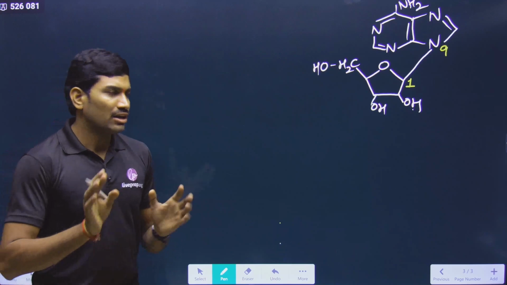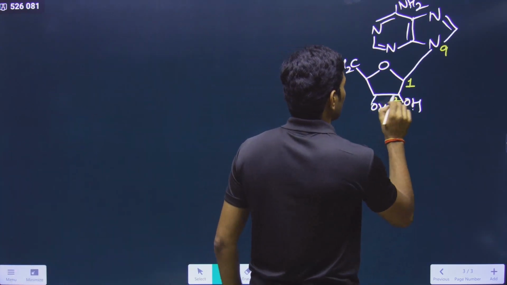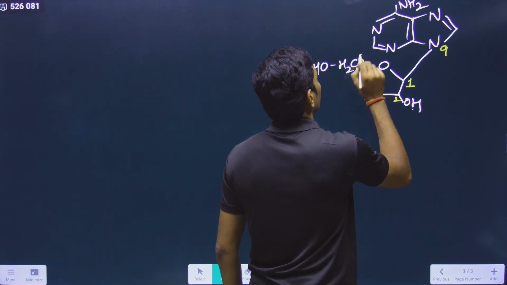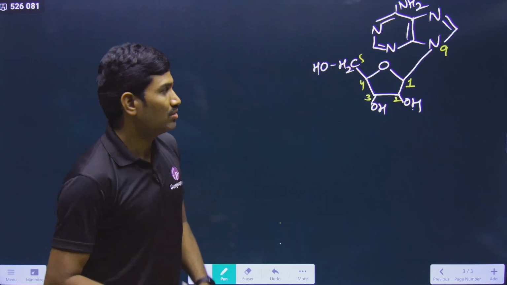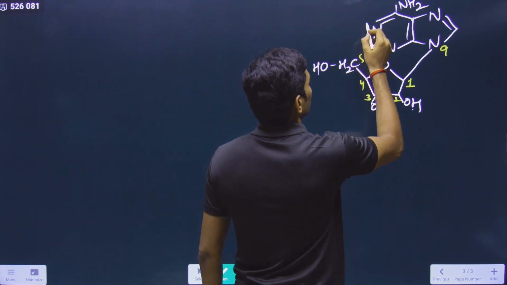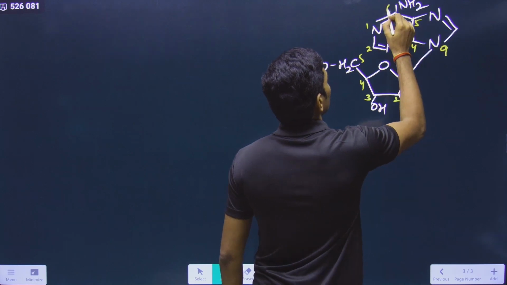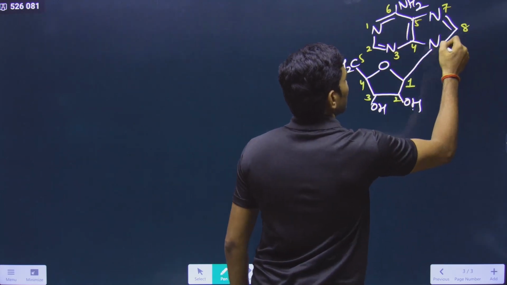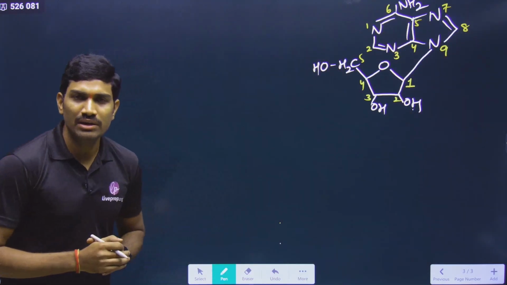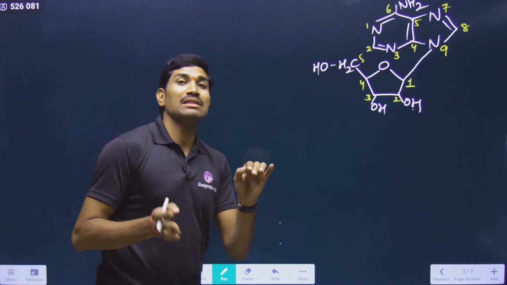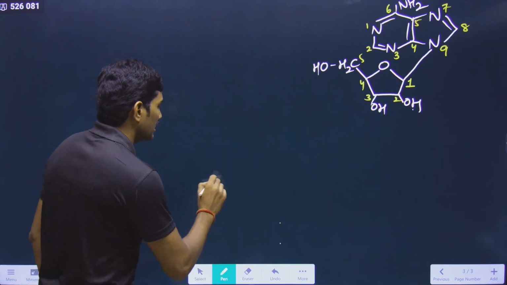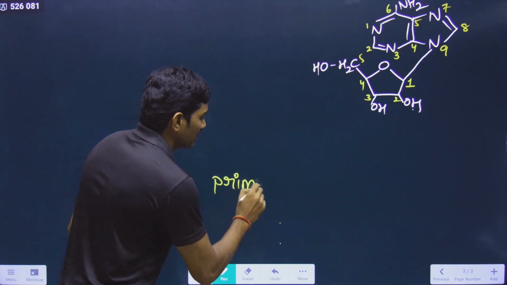Now let us see this carefully. This is number 2, number 3, number 4 and number 5 carbons here. In the base, this is 1, 2, 3, 4, 5, 6, this is 7, 8 and this is 9. We know the numbering. Now why are we keeping the primes here? Prime, P-R-I-M-E, prime.